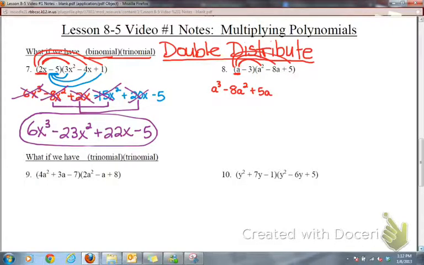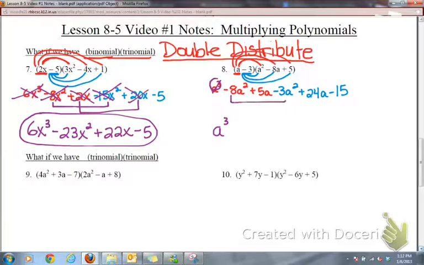Then I'm going to distribute with the minus 3. It's a negative 3, so negative 3 times a squared is negative 3a squared. Negative 3 times negative 8a is positive 24a. And then negative 3 times positive 5 is negative 15. Then I need to look at that and combine any like terms. There's only one term that has an exponent of 3, so that's just going to get rewritten, a to the third.